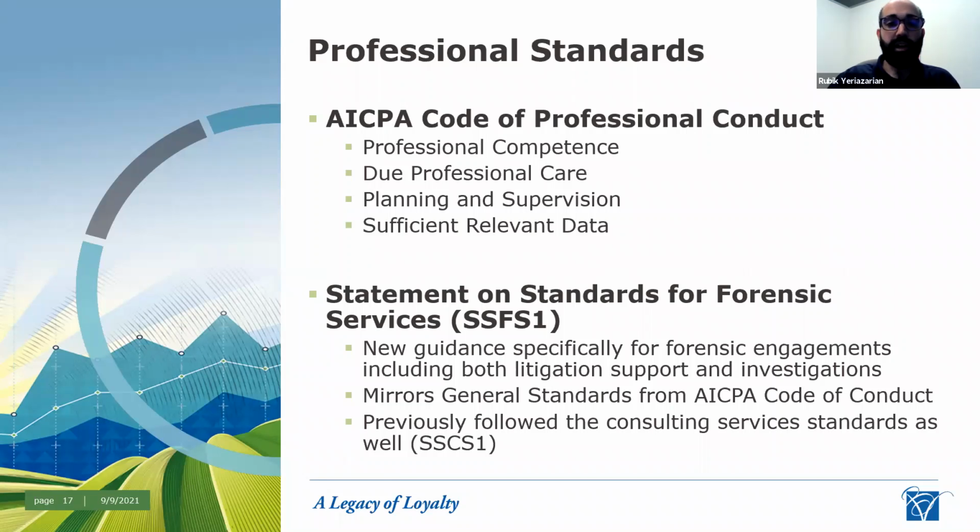So aside from the accounting guidance, our professional standards: CPAs have to follow the AICPA Code of Professional Conduct. There are 4 main pillars: professional competence, due professional care, planning and supervision, and sufficient relevant data. This is one that comes up a lot on litigation matters because we need to make sure we have enough data to give our opinions. A lot of times when we have these really big document requests or requests for production that we want from the opposing party, we need sufficient data to base our opinions on. That's why we may ask for certain things, because that's one of our 4 standards there.